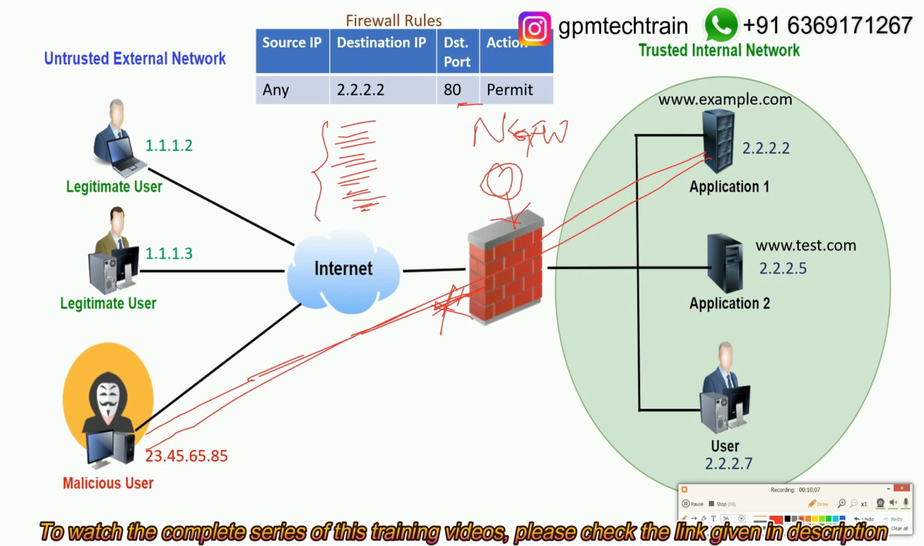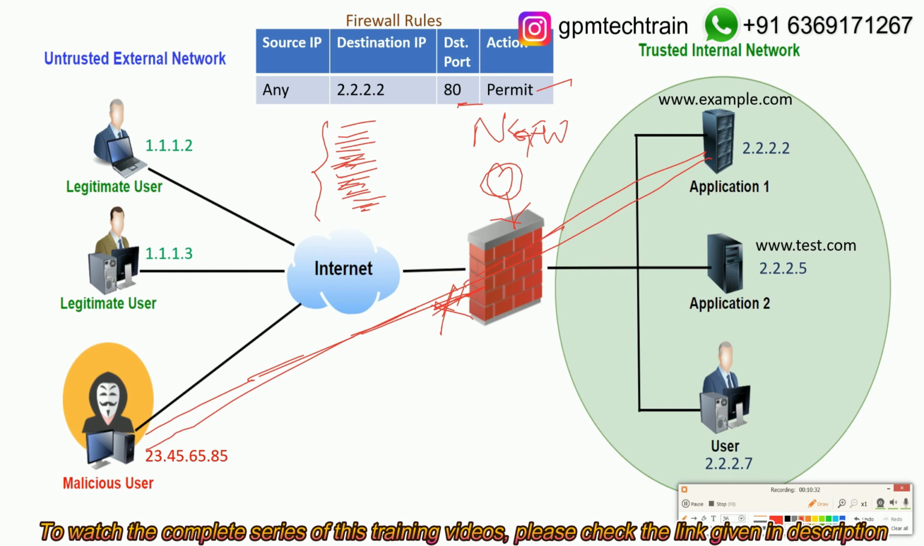This is the main difference between the legacy network firewall and the next generation firewall. Because as I said earlier, the legacy network firewall works only on layer 3 and layer 4, where it simply sees the source IP, destination IP, and the port number. If that condition matches, it will simply execute the action, meaning it's set to permit, or it will deny based on the action set.